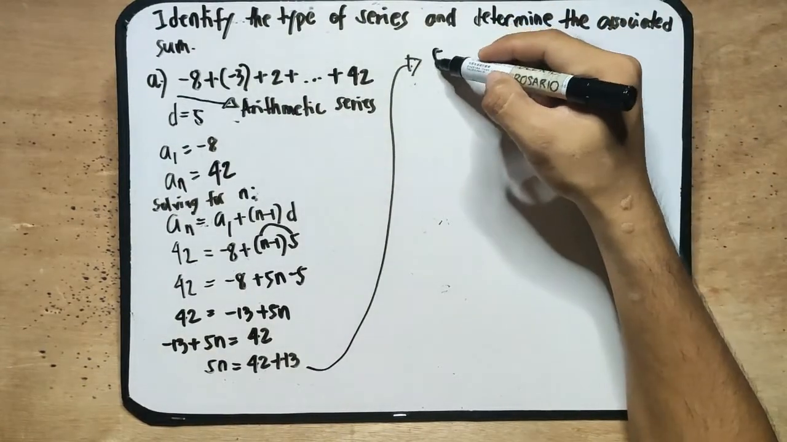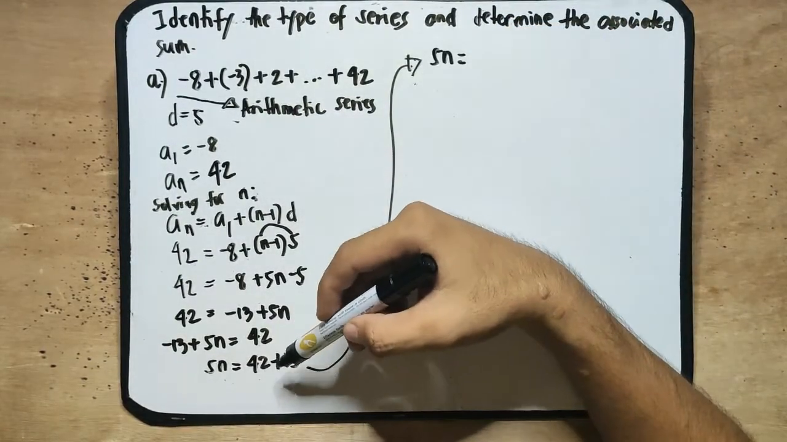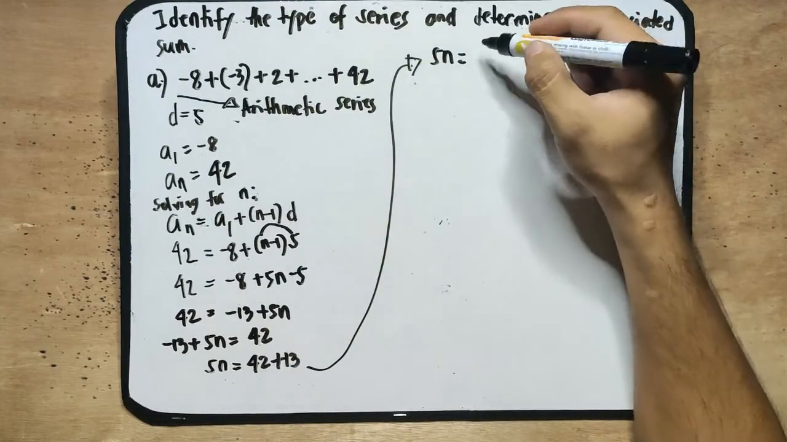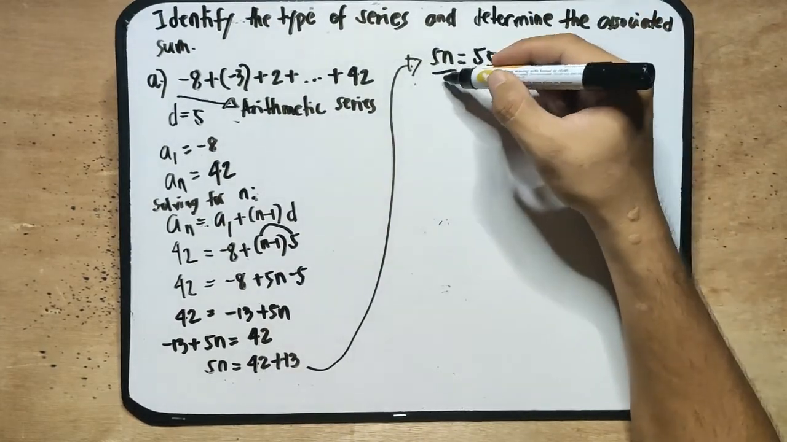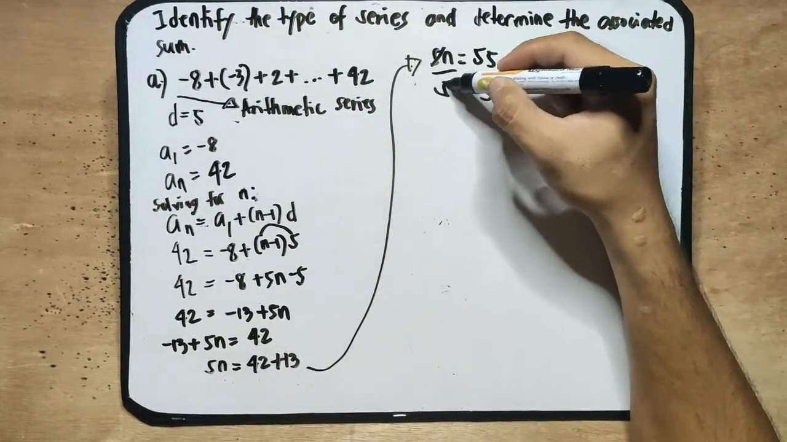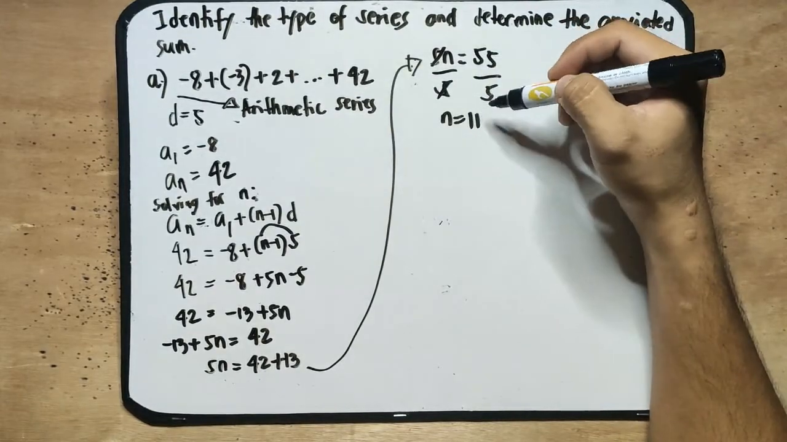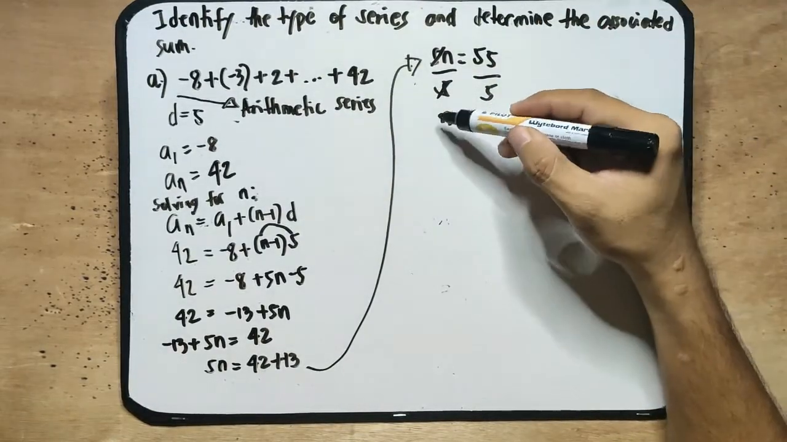So that will be 5n is equal to 42 plus 13, which is 55. Divide both sides by 5. So we have n is equal to 11. So we already have the value of n.